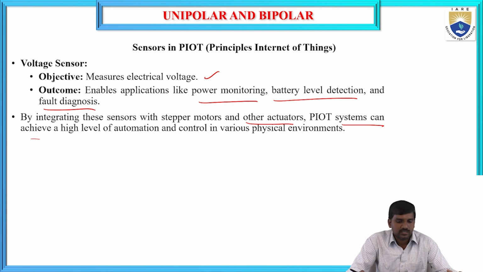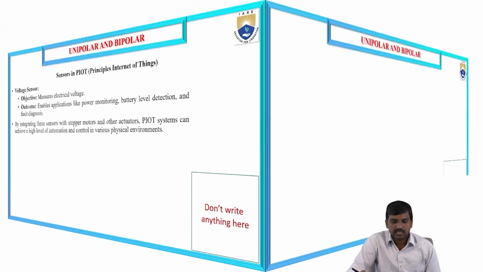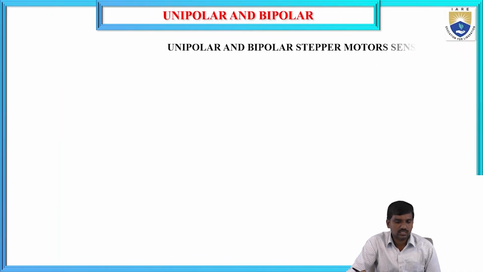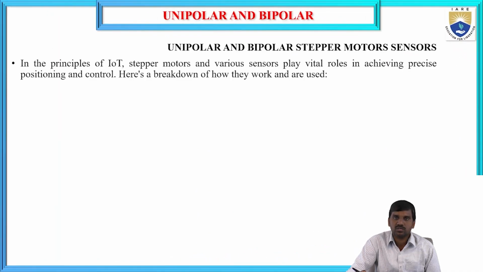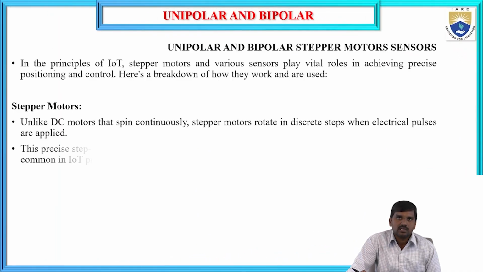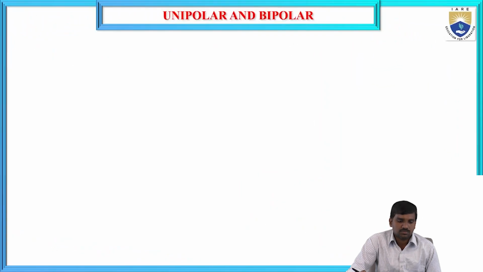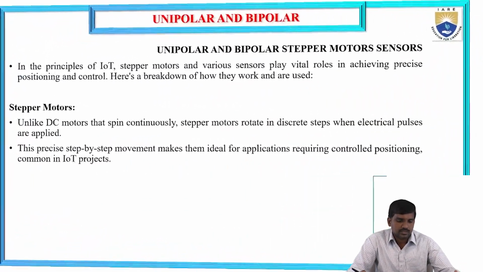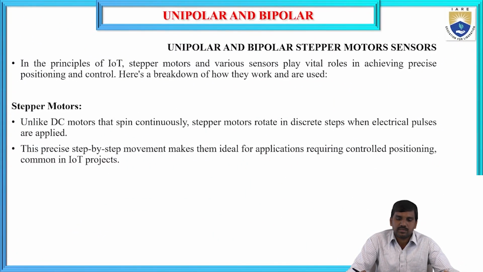So these are the actual sensors available in the Internet of Things. And next, we are entering into the unipolar and bipolar stepper motor sensors. In the principle of IoT, stepper motors and various sensors play a vital role in achieving precise positioning and control. Here is a breakdown of how they work and are used. So this is just the introduction point.